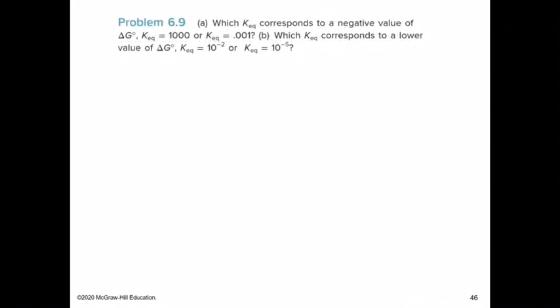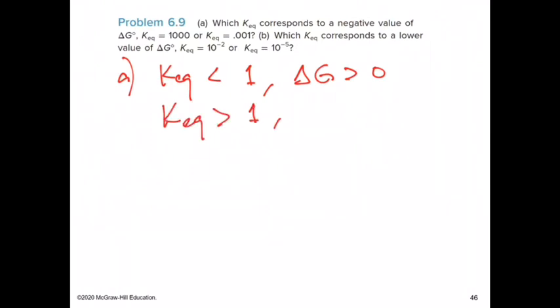So here's practice problem number 9. Which equilibrium constant corresponds to a negative value of delta G? We have Keq equals 1000 versus Keq equals 0.001. For part A, when Keq is less than 1, then delta G must be a positive value, greater than 0. However, if Keq is greater than 1, then delta G is going to be less than 0. And so in this case, we have Keq equals 1000, which would give us a negative value for delta G.